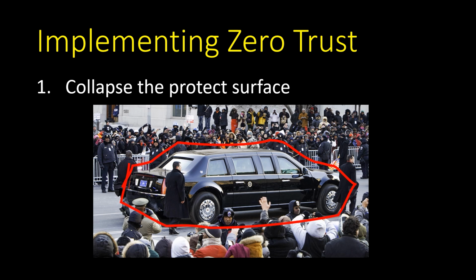Their resources are focused on the protect surface. It's protected by the Secret Service agents walking alongside the limousine, those inside it, and those in the SUVs following behind, and by the limousine's armor and other defensive measures. You can see that there is a lot less inside the protect surface than there is on the street, and that's the model we need to adopt.